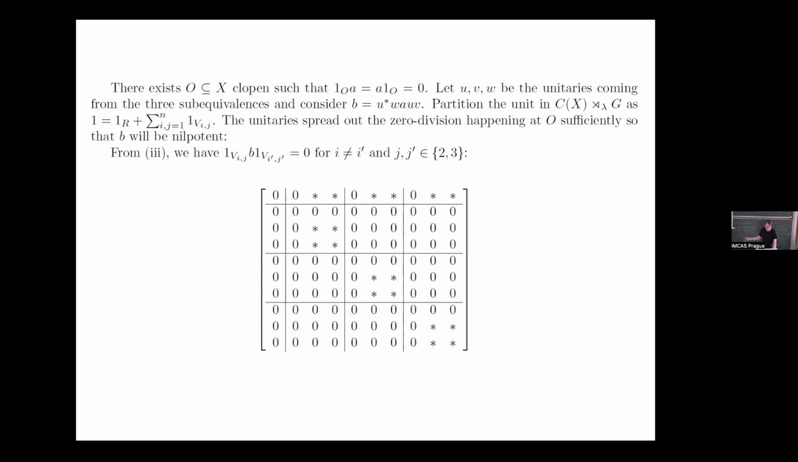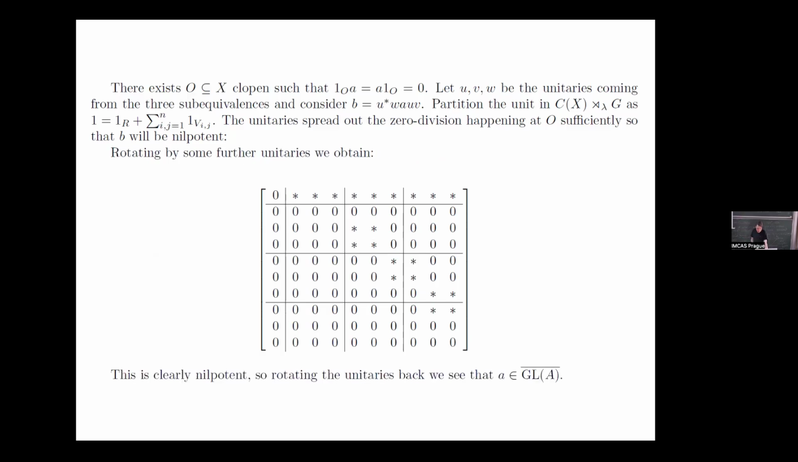And it's maybe not a big step to believe that if this really was a matrix, you could conjugate this by a couple of other unitaries and move everything to the right and move everything up so that you actually get this strictly upper triangular matrix. And we know that strictly upper triangular matrices are nilpotent. And so we've achieved our desired goal. We can then take this element B, which we've shown can be rotated to something nilpotent, undo all of the multiplication by unitaries, and this tells us that our original A can also be approximated by invertible elements.